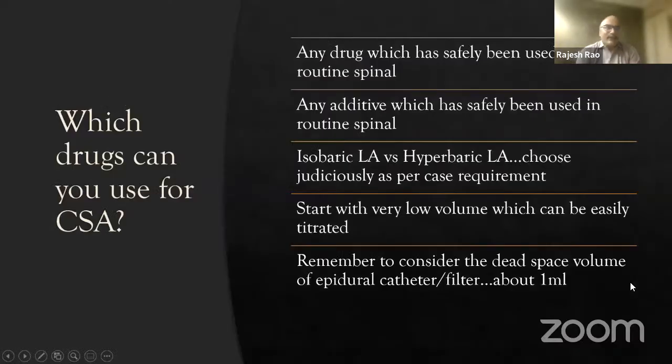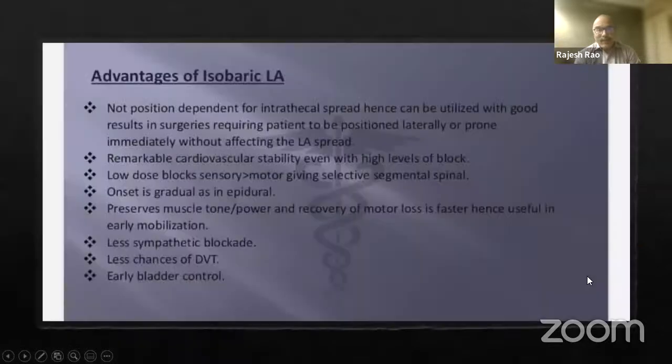Now, which drugs can be used for combined spinal continuous spinal anesthesia? Any drug which has safely been used for routine spinal, any additive which has safely been used in routine spinal. The use of isobaric local anesthetic versus hyperbaric local anesthetic, you can choose judiciously as per the case requirement, either solely or in combination. Start with very low volume, which can be easily titrated. And remember, consider the dead space volume of epidural catheter and filter, which is about 1 ml.